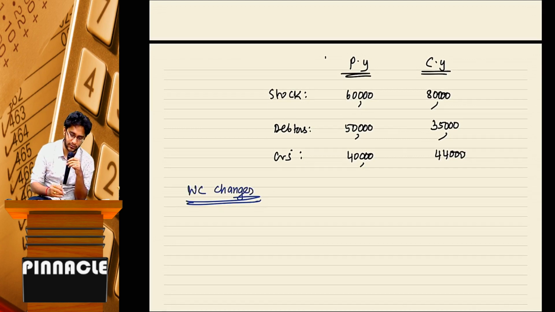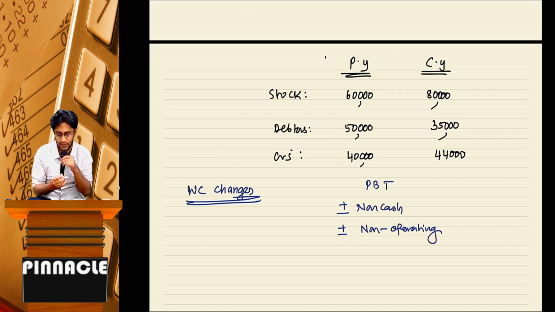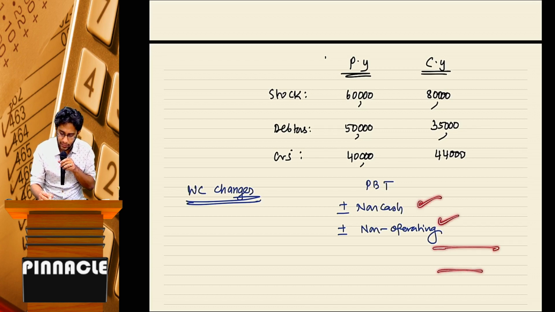Working capital changes means you take PBT, you plus or minus all non-cash items, because my goal is cash. You plus or minus non-operating items, meaning I have eliminated investing and financing activities, because my goal is cash flow from operating activities only. Non-operating you remove, non-cash also you remove. Ideally, once I remove these two, whatever number I get is purely operating activity, there is no doubt on that.